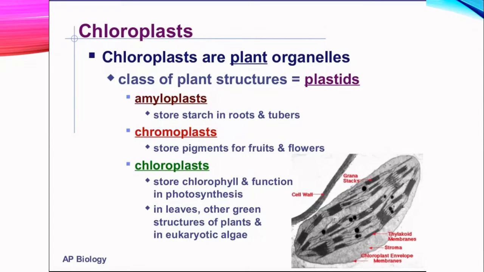Pwede siya sa stem, but not all plants have brown stem. So sa mga shrubs, green stems, pwede pa. Pero kung mag-brown, it was already covered with cork and some bark. So wala na siyang chloroplast.